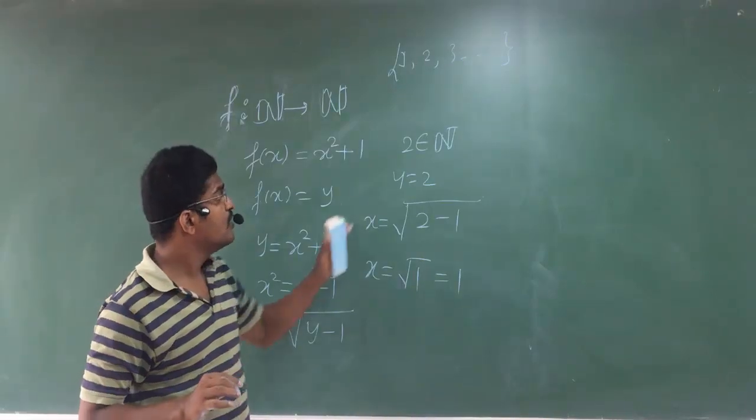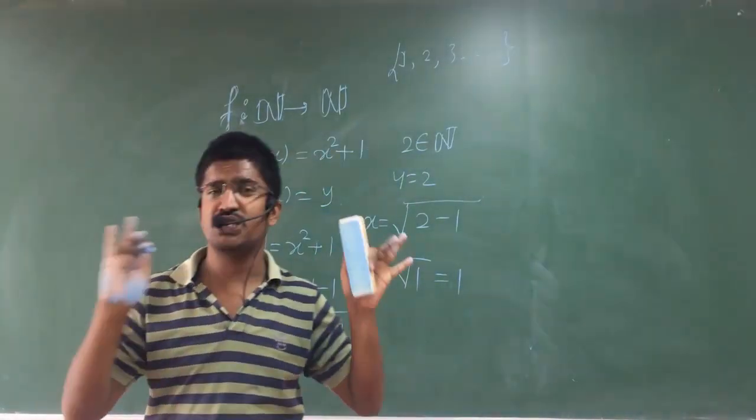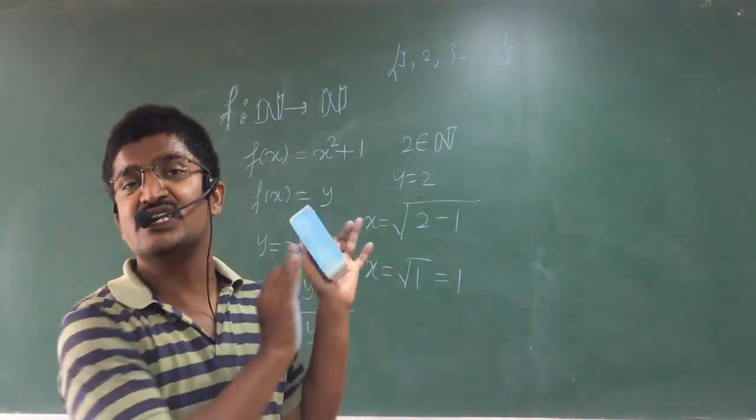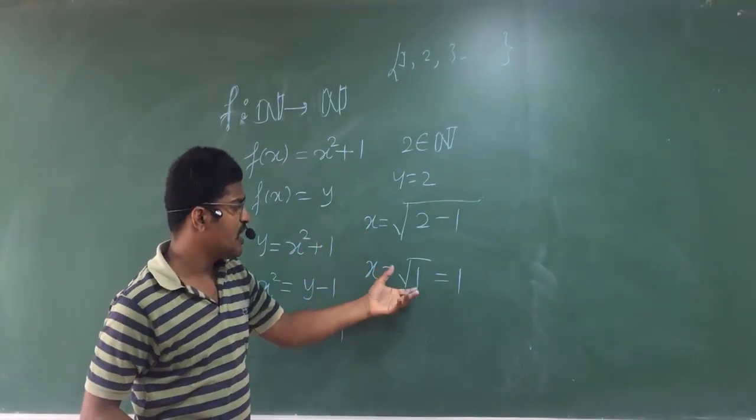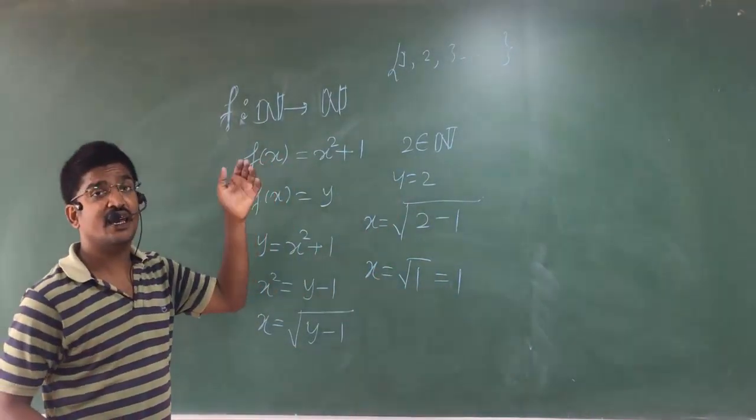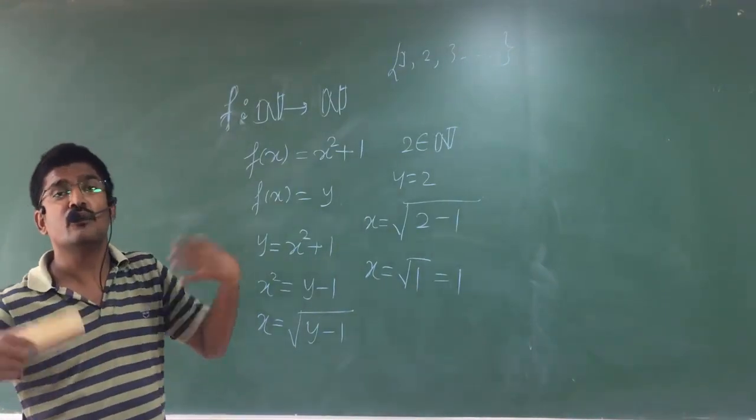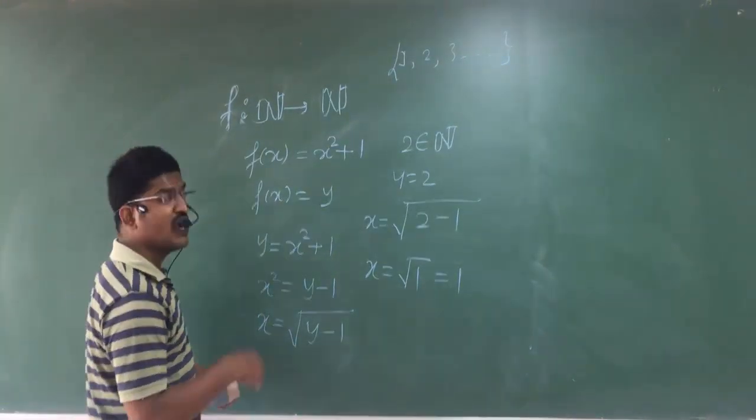Are you getting my point? For this 2 there is a pre-image. No problem. Suddenly, don't write it is onto on seeing just 2. After checking this, I have got 1, which will be present in N. Like that you don't think. Think again and again. Directly you can't write anything.